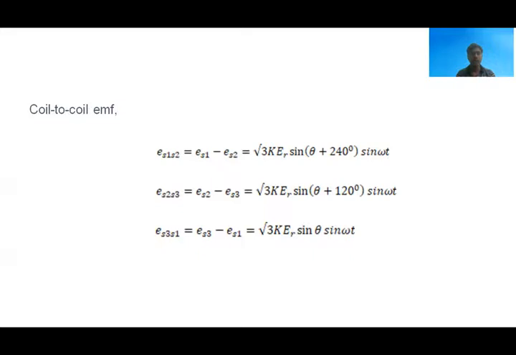Similarly, E_S2S3 is equal to E_S2 minus E_S3, that is equal to root 3 into K E_R sine of (theta plus 120 degrees) into sine omega t. In a similar way, E_S3S1 is equal to E_S3 minus E_S1, that is equal to root 3 into K into E_R sine theta into sine omega t.